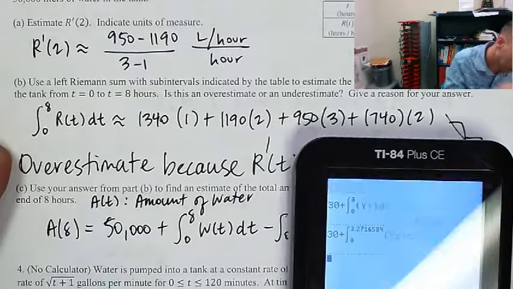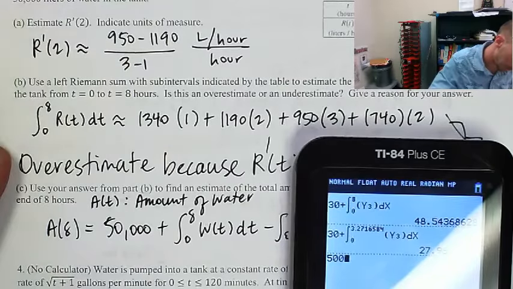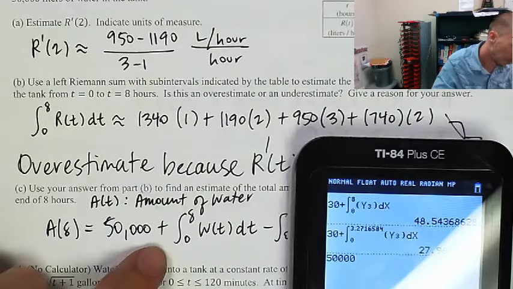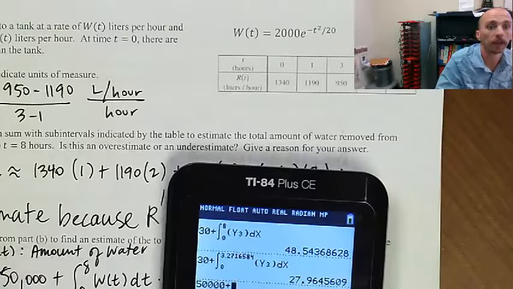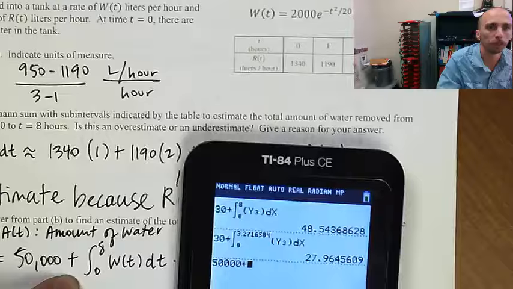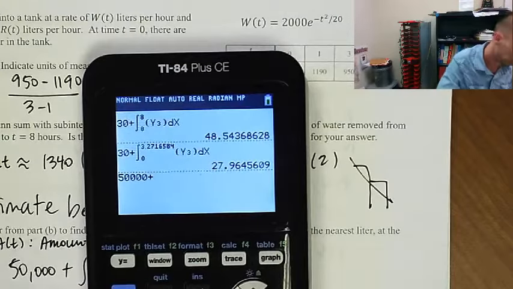Okay, so I want 50,000 plus, you can't see the function, but I'm going to integrate that w of t right there from 0 to 8. Maybe I'll just leave that there.